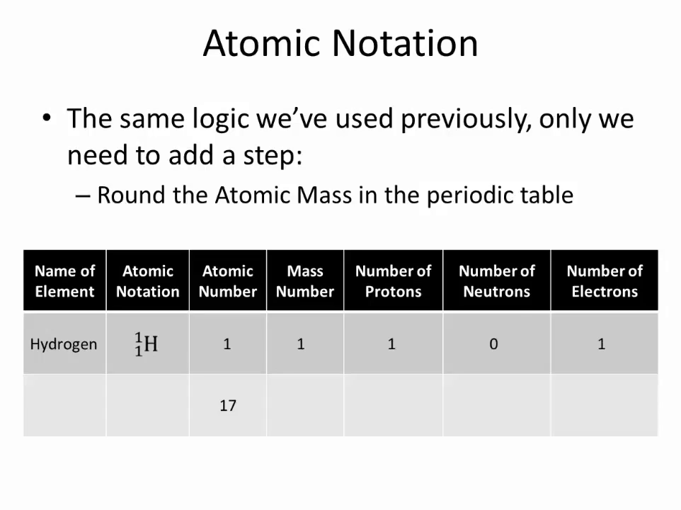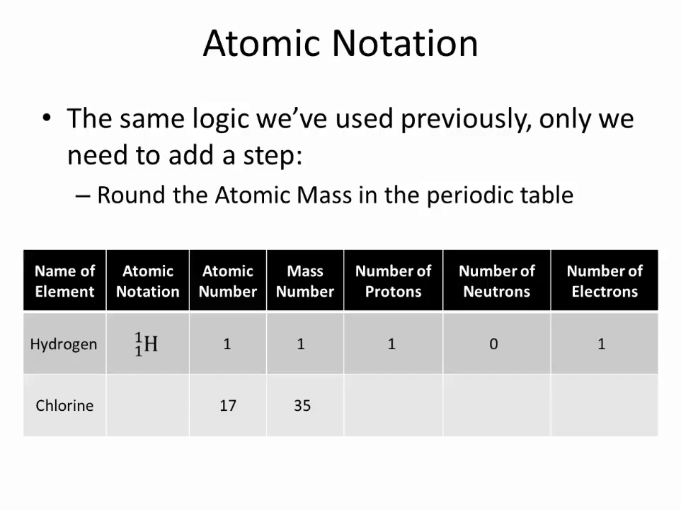Let's look at the second example here. We need the name of the element with the atomic number 17. In this case, from the periodic table, we can see that it is chlorine. We can then look at the mass number from the periodic table for chlorine, 35.45. If we look at the first decimal place, 4, we'll round 35.45 down to 35.